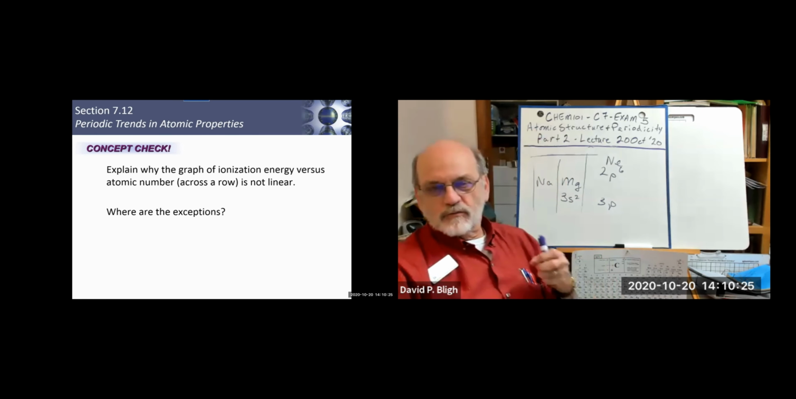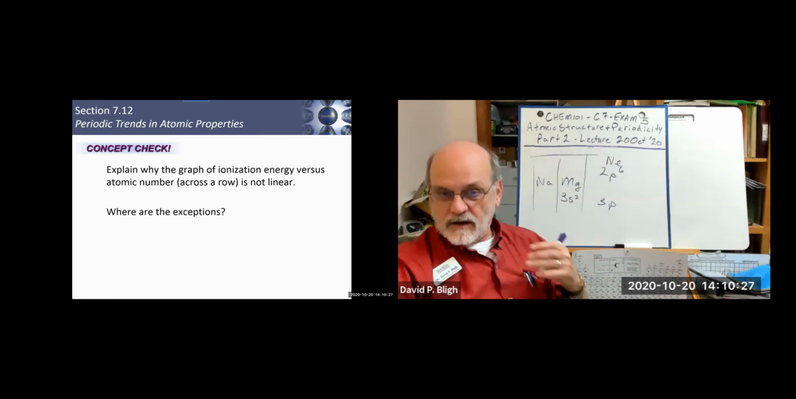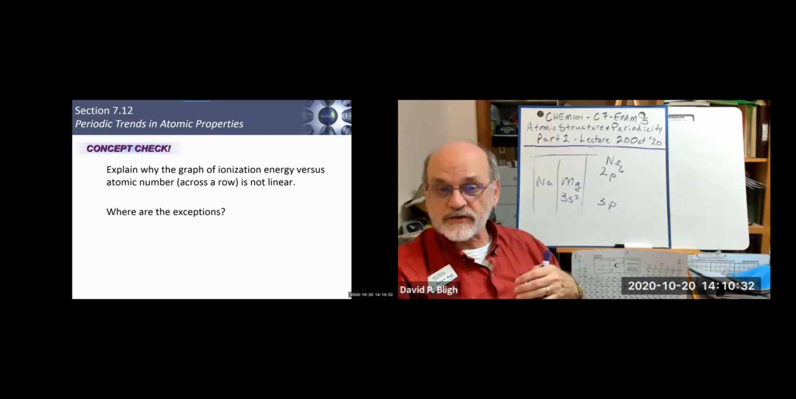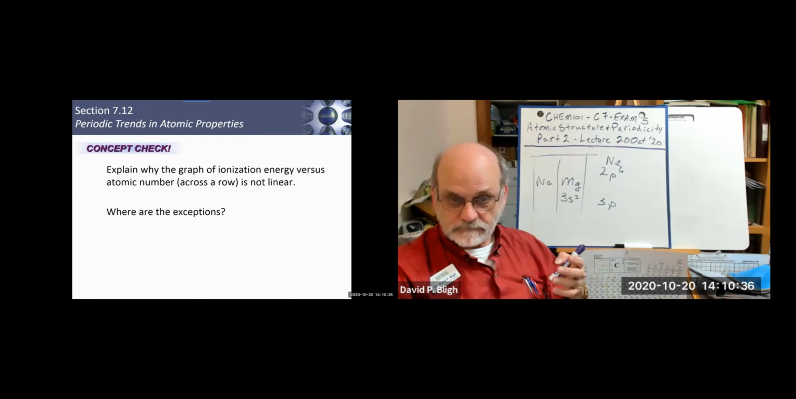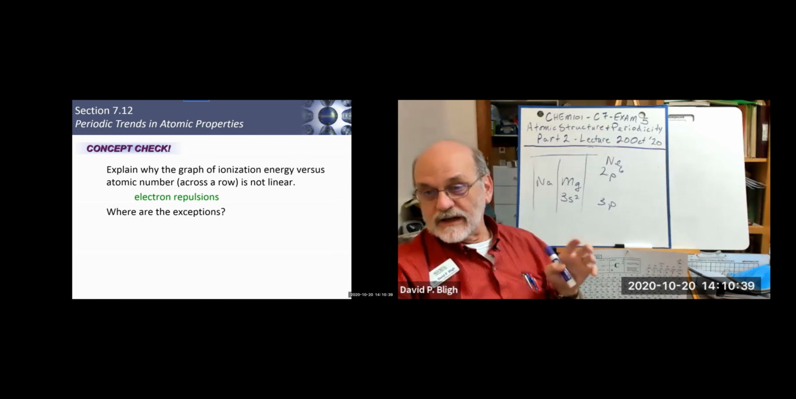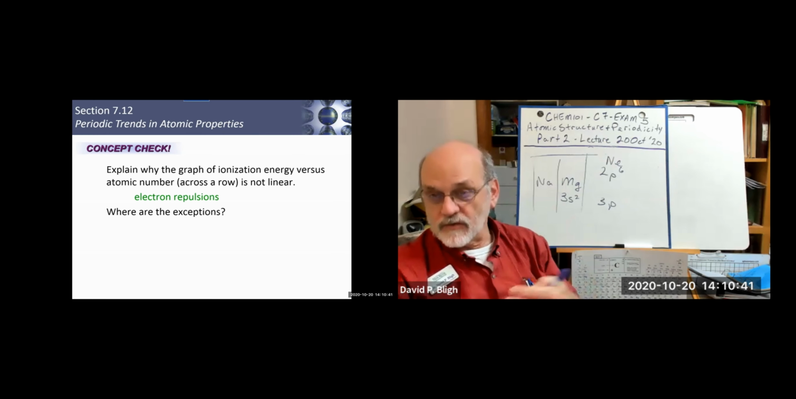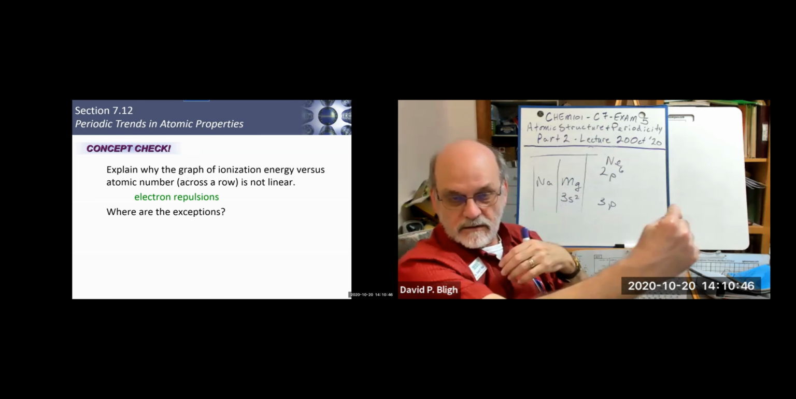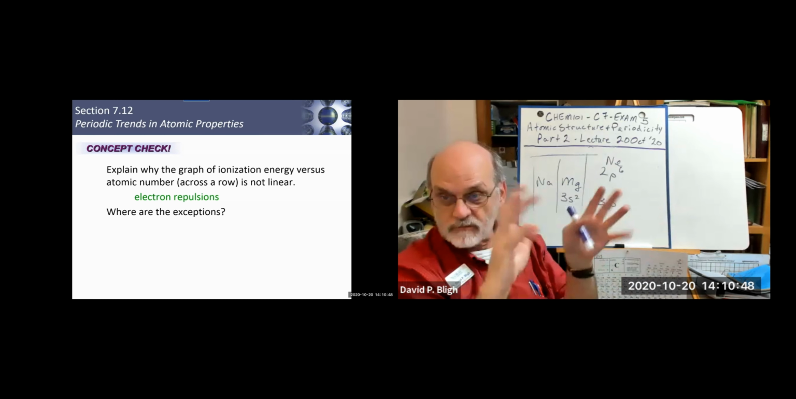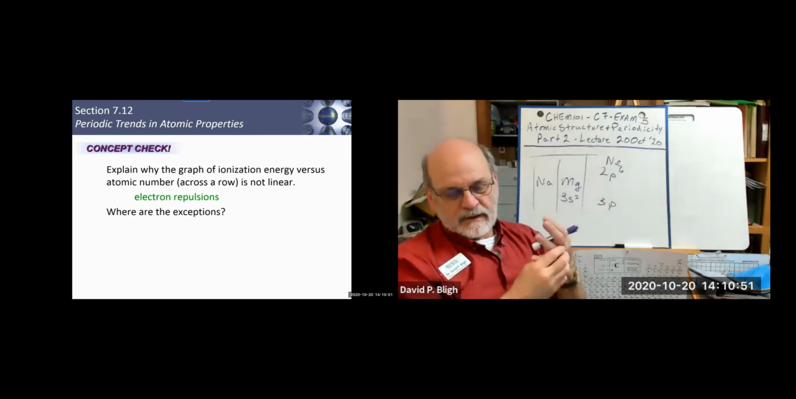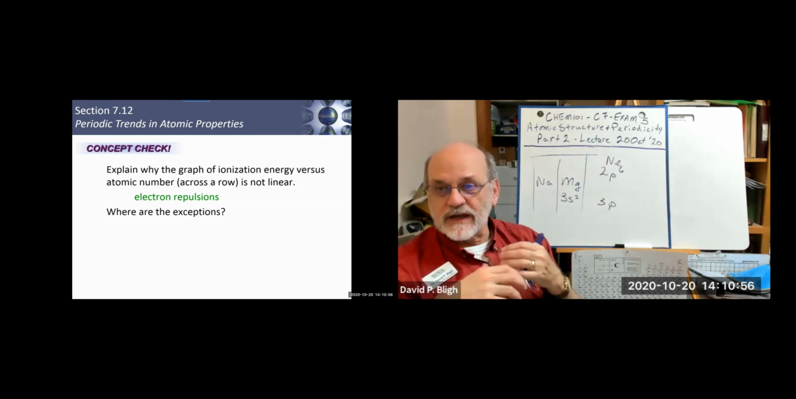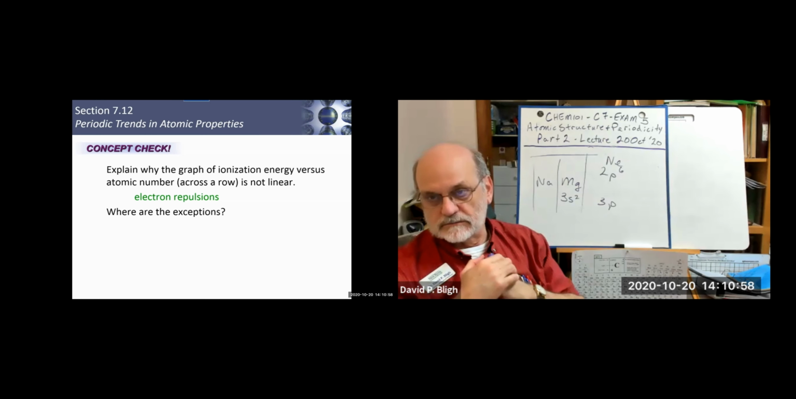So this is just a refresher on what we were just talking about. Why is the graph of ionization energies versus atomic numbers across a row not linear? Well, electron repulsion is the primary reason, because as you add protons across a period, you're also adding electrons, and they tend to repel one another. So you would expect the first ionization energy to increase from left to right, but it's not linear.